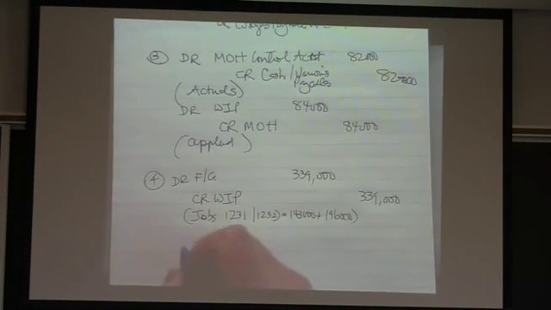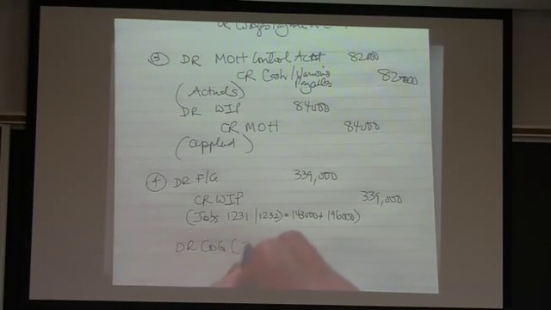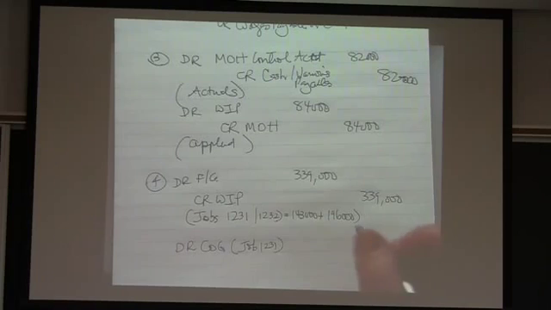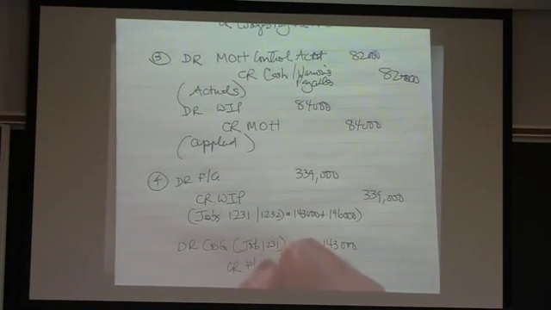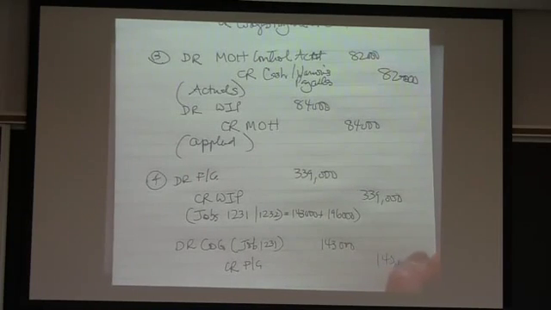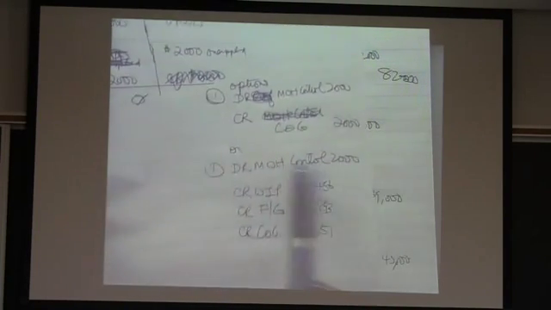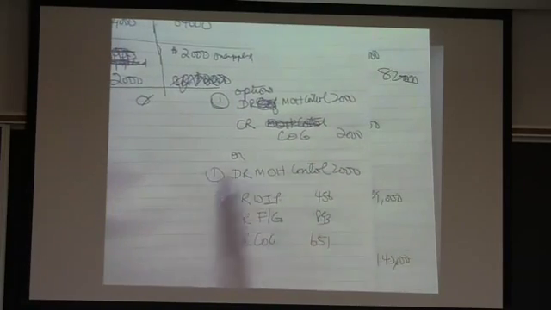And one of them was sold. So debit cost of goods sold for job 1231, which is the 143. Credit finished goods. Okay, and then the last part was that overhead, and that's what we just did here. So this is really part 5.